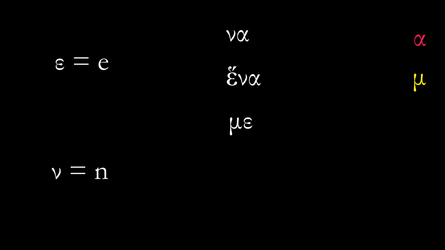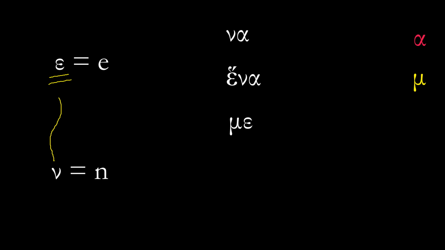So over here on the side, we have our alpha and our mi. The alpha is red because it's a vowel. It's a phonein. Greek has 7 vowels. And we have our mi, which is a consonant. Now, let's look over here on the left side. We have epsilon. Just like you would say egg. Epsilon.